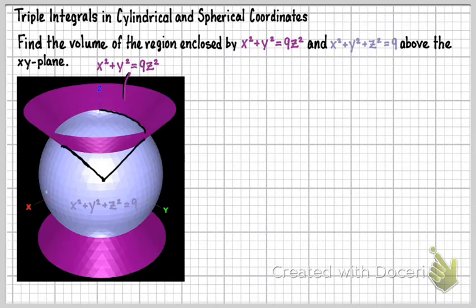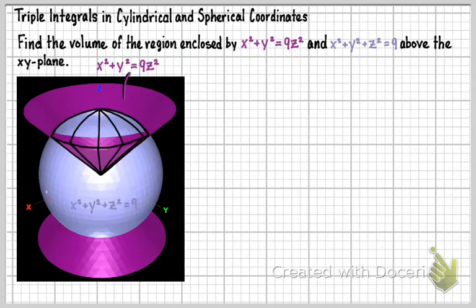So it's going to do this. It's going to look like this piece here. So it's going to look like a snow cone. So that's the shape we're actually finding the volume of. So there's the volume we're trying to find here.